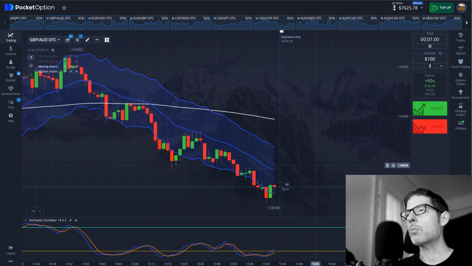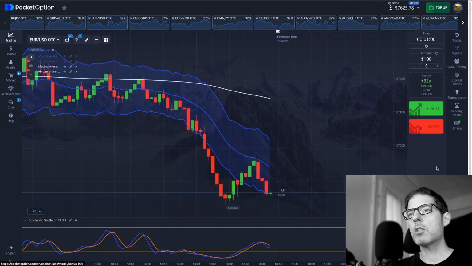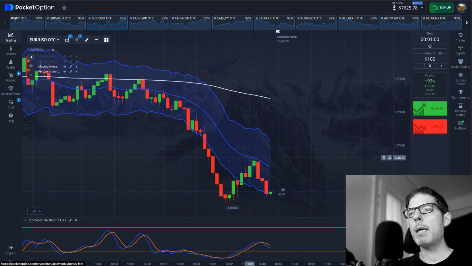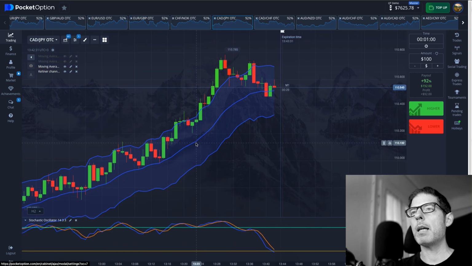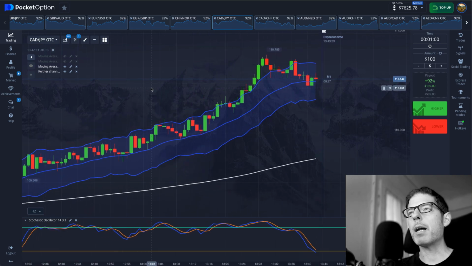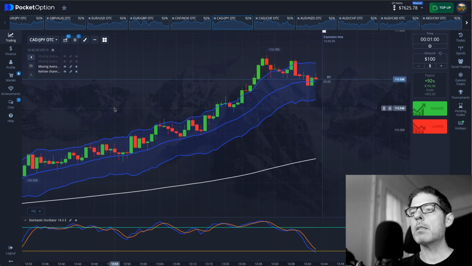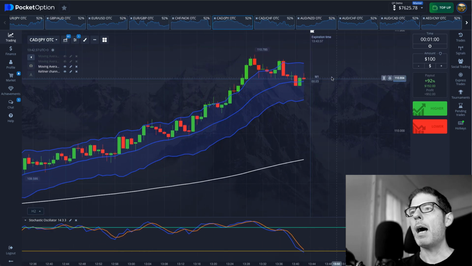Sometimes I get so confused with that tool. But let's just browse through. This one came up and tapped the middle line, but this little dip here is kind of weird. Let me just find something that's a little bit more consistent, something that has a nice pattern to it. It's been doing the same thing for a long time. I like this right here.